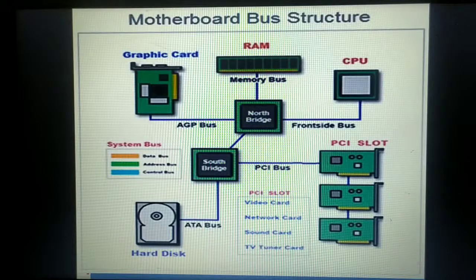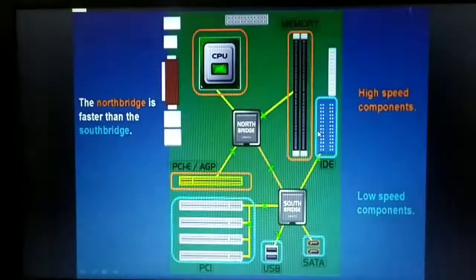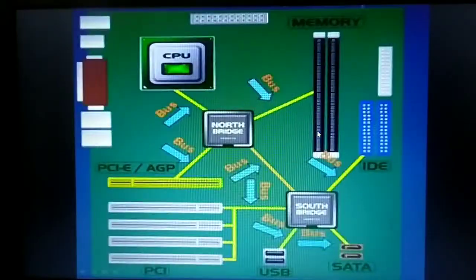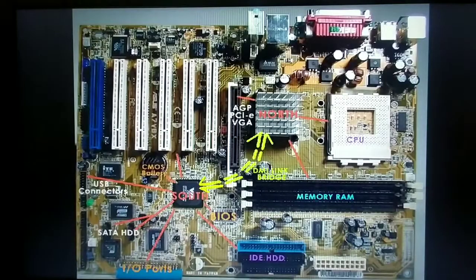Whereas the south bridge is a chipset which handles the data transfer between the lower components, and the south bridge is quite slower comparatively to the north bridge in its data transfer rate. So this is all about the north bridge and the south bridge. Both act as an interface between the various components over the motherboard. Moving on to the next topic, that is the BIOS. But before that, I'll just show you.